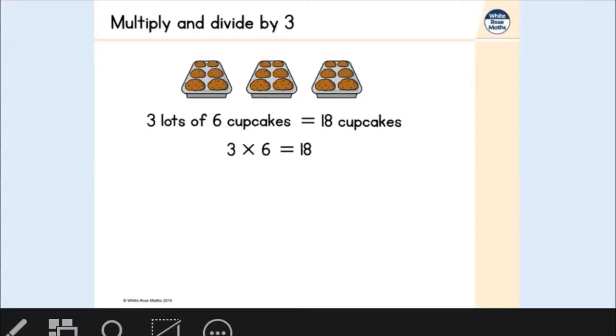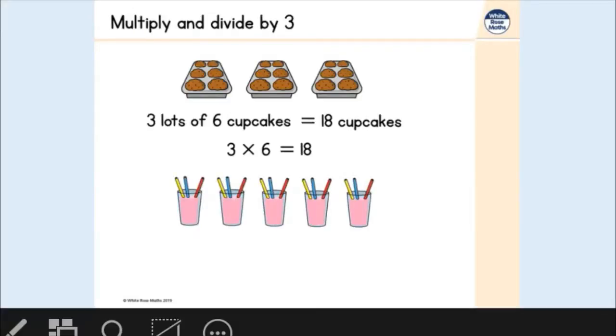So that's one way we can see multiplying by 3, when we've got 3 lots of something, 3 groups of something. The other way is when there's 3 in each group. So here we've got some straws in each cup. We don't have 3 cups, do we? But we've got 3 straws in each cup. So this time we've got 5 lots of 3 straws. So we've got 5 cups, 3 straws in each. So this time our number sentence would have 3 in, but it would be 5 times 3, which is 15.